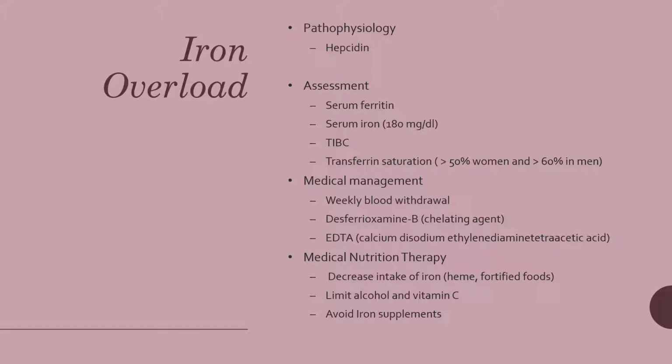The medical nutrition therapy for hemochromatosis is going to be to promote a decreased intake of iron, especially look at heme iron and fortified foods, to limit alcohol and vitamin C, and certainly avoid any supplements that contain iron.